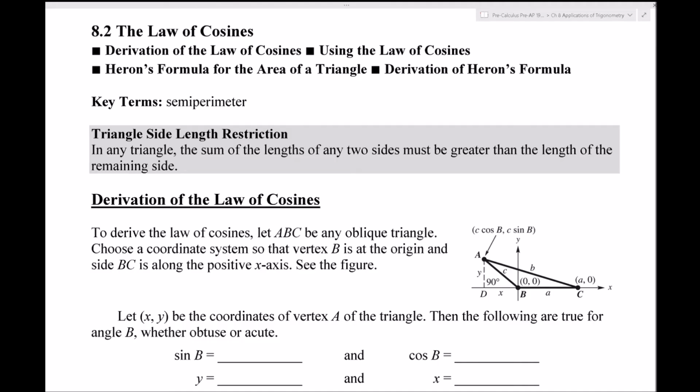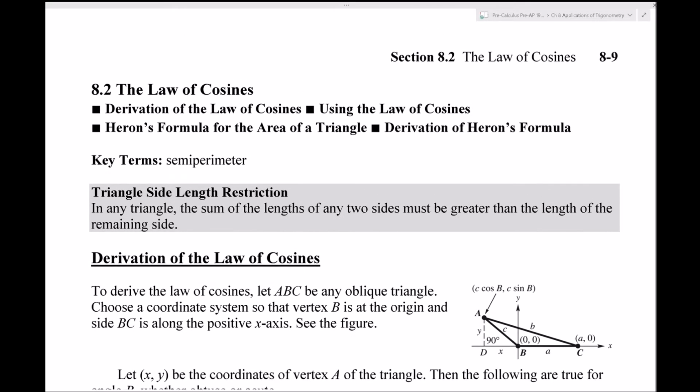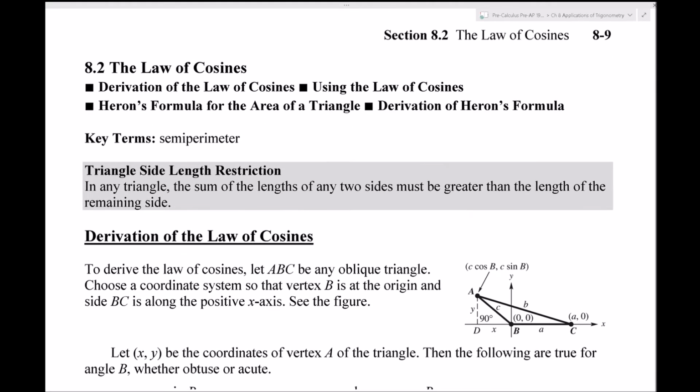Precalculus 8.2 over the Law of Cosines. So here's our next video for Chapter 8. Chapter 8 covers some applications of trigonometry, namely in the area of vectors.